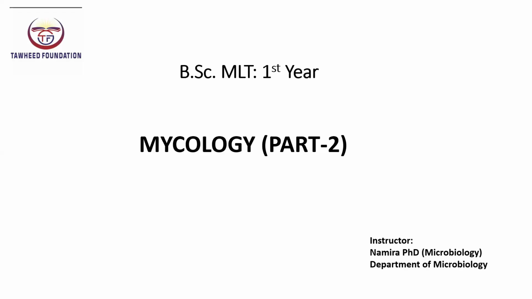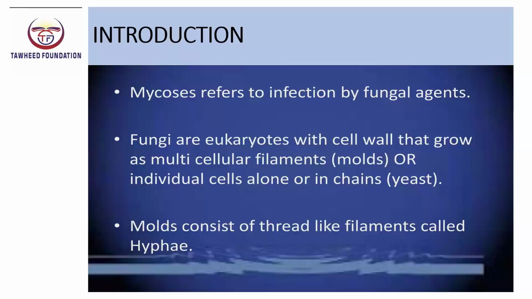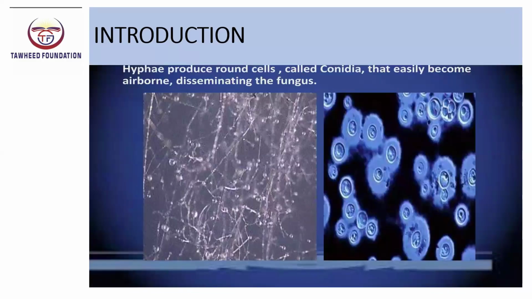In this class, we'll study in detail all the diseases caused by fungal infection. We'll start with the introduction. Mycosis refers to infection caused by fungal agents. Fungi are eukaryotes with a cell wall that grow as multicellular filaments, that is mold, or as individual cells alone or in chains, which is yeast. Molds consist of thread-like filaments called hyphae. Hyphae produce round cells called conidia that easily become airborne, disseminating the fungus.